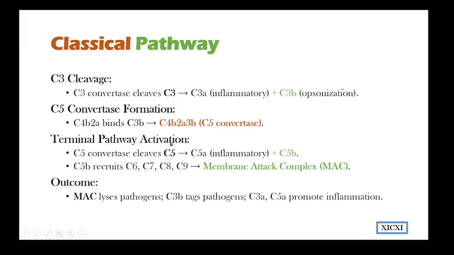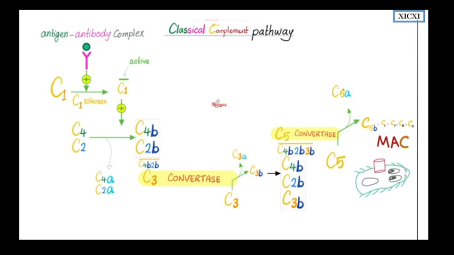Now finally is termination, where this C4a is going to leave the cascade, and we will remain with C5b. C5b will recruit C6, 7, 8, 9, and together all of them will form what we call the membrane attack complex, which will lyse the pathogens. Now our pathogen is dead. They are no longer causing harm. So that's all about the classical pathway.